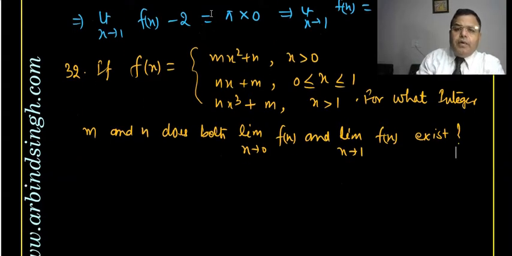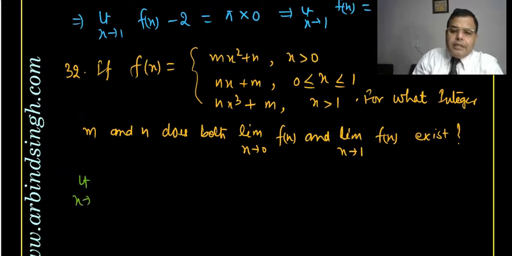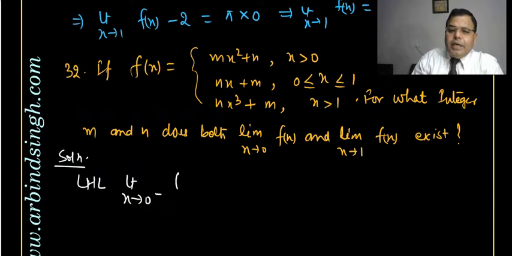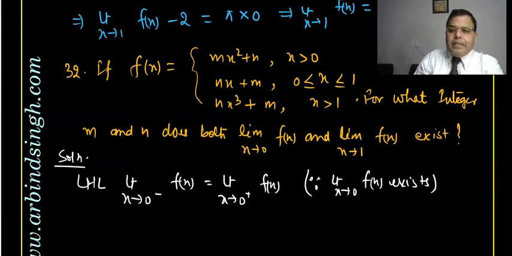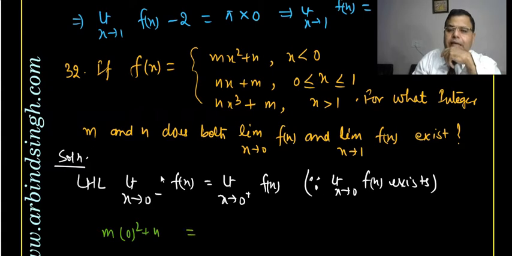This is the question. Now for the left hand limit, let me write this clearly. Solution: limit x tends to 0 minus of f(x) is equal to limit x tends to 0 plus of f(x), since limit x tends to 0 of f(x) exists, so the left hand limit must be equal to the right hand limit. Now for the left hand limit, what will happen? For x less than 0 we apply m into 0 square plus n, and for the right hand limit, x greater than 0, this will be n into 0 plus m. This implies n is equal to m. This is the first equation.